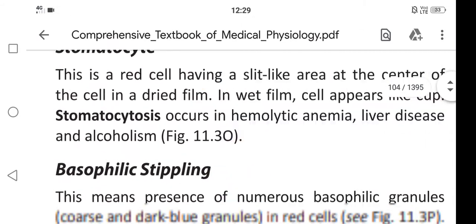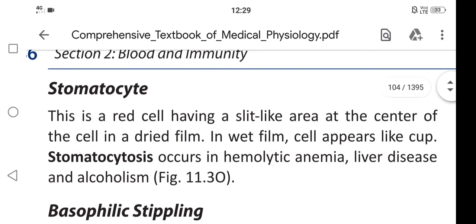Once again for you. This is a red cell having a slit-like area at the center of the cell in a dried film. We see that in dried film. In wet film, the cell appears like a cup. Stomatocytosis occurs in hemolytic anemia, liver disease, and alcoholism.